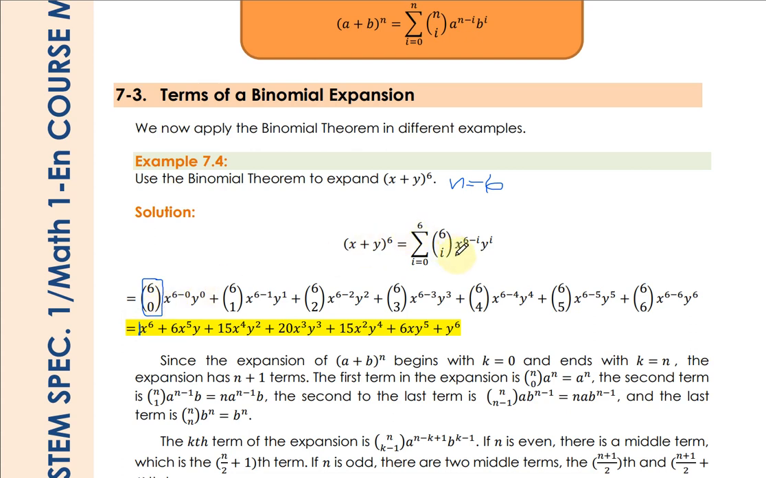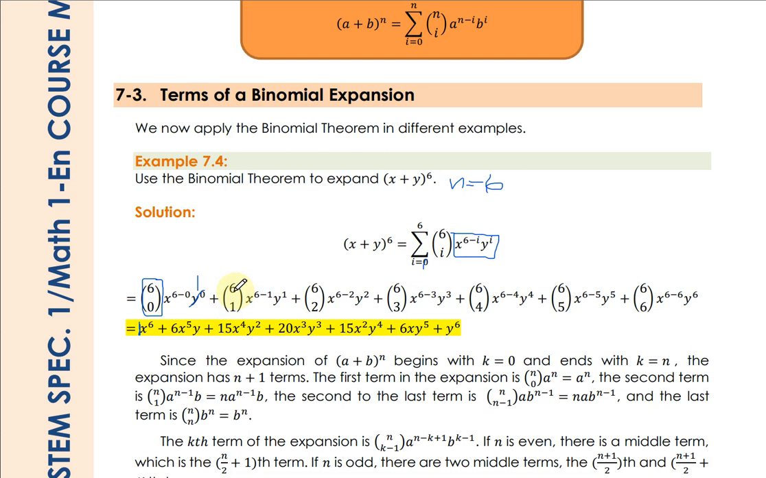Then our variables, so we have x to the 6 minus 0, y to the power of 0. So 6 minus 0 is 6, so that's why we have x to the power of 6. Y to the power of 0 is equal to 1, right? Any number or variable raised to the power of 0 is always equal to 1. So next, we add, then we iterate. So our i here becomes 1.